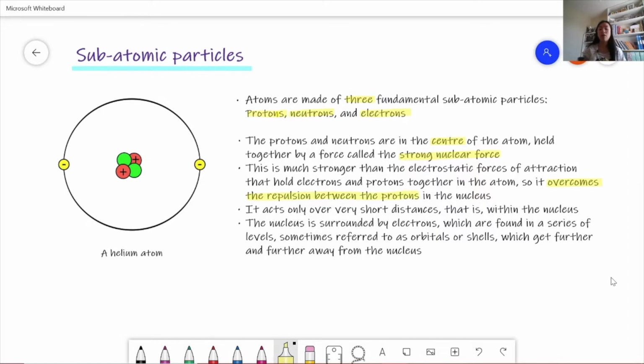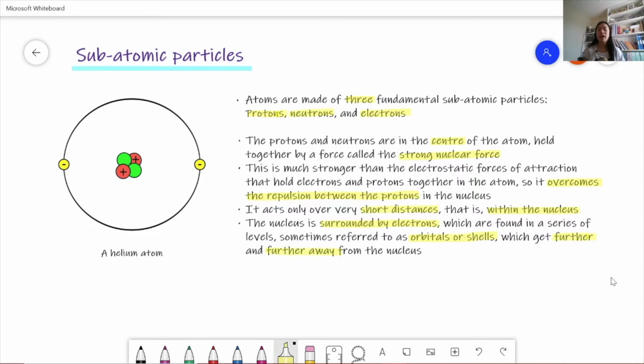And so that's how this strong nuclear force can hold all the protons together, because normally they would repel each other because they have the same charge. Another thing to know about the strong nuclear force is that it acts only over very short distances, so only within the nucleus. And what we need to know about electrons is that they surround this nucleus, and they're found in a series of levels, which we call orbitals or shells, and these get further and further away from the nucleus.